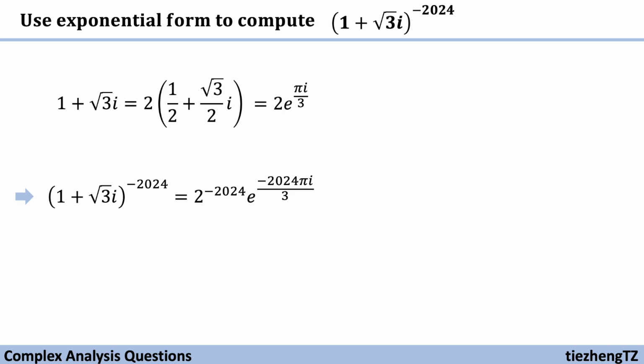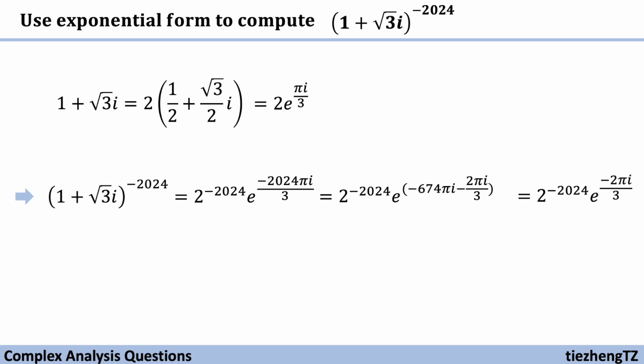And simplify it, the exponential form becomes e to the power of minus 674πi minus 2πi over 3. And since it has a period of 2πi, we can further update it into 2 to the power of minus 2024 times e to the power of minus 2πi over 3. And for the exponential form, the angle is minus 2π over 3.